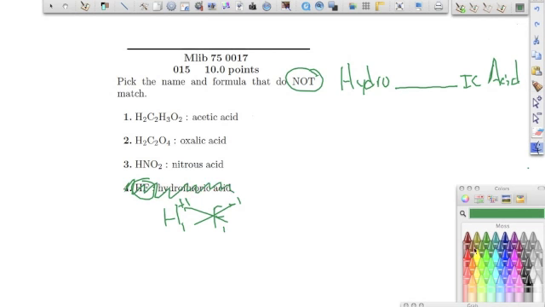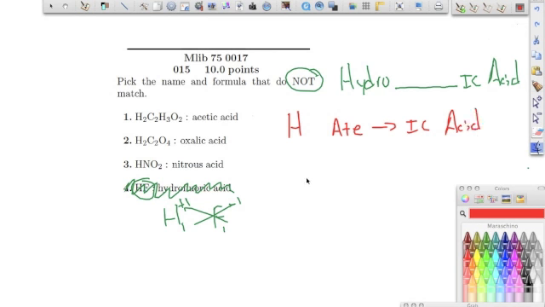Now, the other type of acid that we have is a ternary acid, okay, and that involves hydrogen bonded to a polyatomic. Now, if that polyatomic ends in ate, like phosphate, nitrate, chlorate, anything like that, that ate ending will change to ic and then acid.